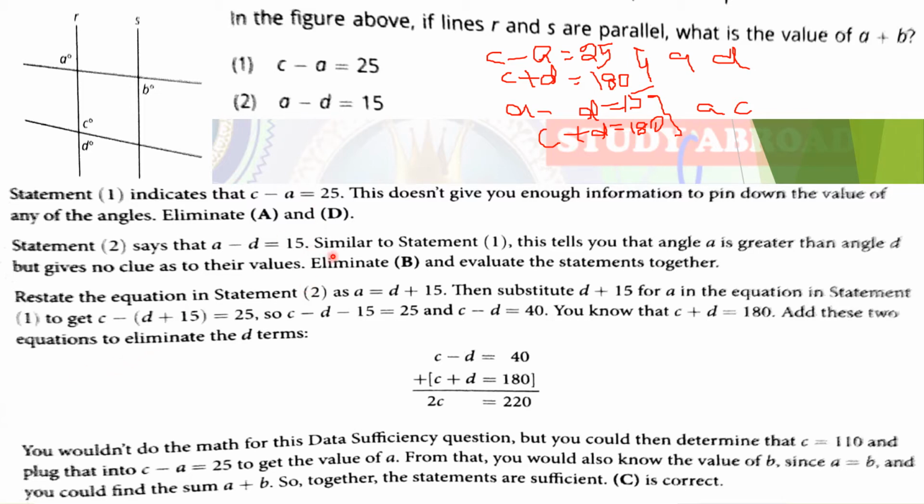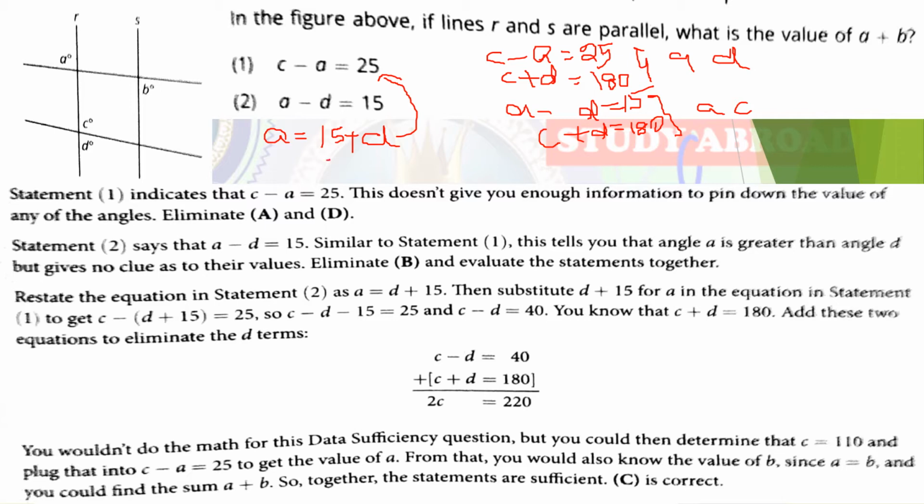Next, combine together. The third option is both statements together you can find out the answer. So from the second statement, A minus D is equal to 15. Here you just rearrange this one. A is equal to D plus 15. This relation you just substitute into the first equation.